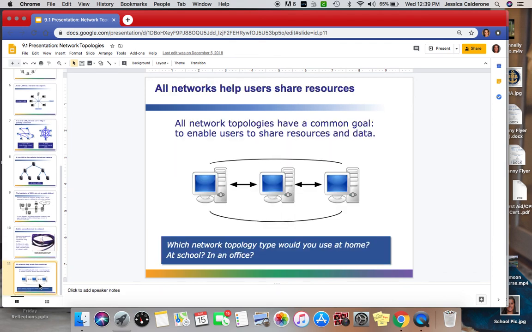Okay, so looking at this slide, topologies have a common goal, okay? That users, computers, and devices can all share resources and data. Okay, so think about it here for a second. When would you need a LAN and when would you need a WAN? I kind of gave you a couple examples of these, okay? And then think about different situations where you could use the different topologies as well. Okay, so hopefully, I know it's a lot of information. Hopefully you guys are okay with this.